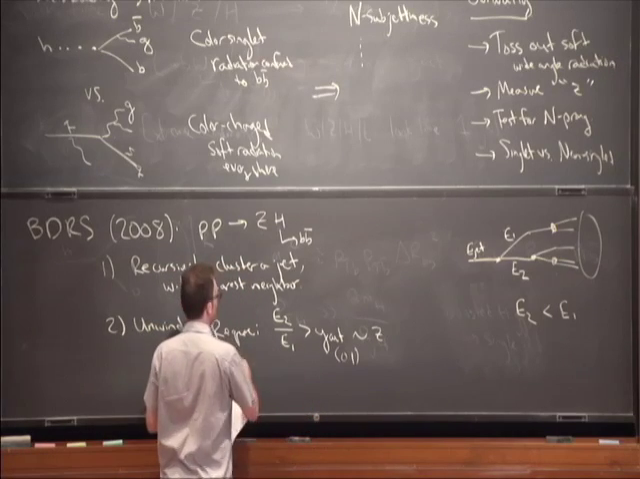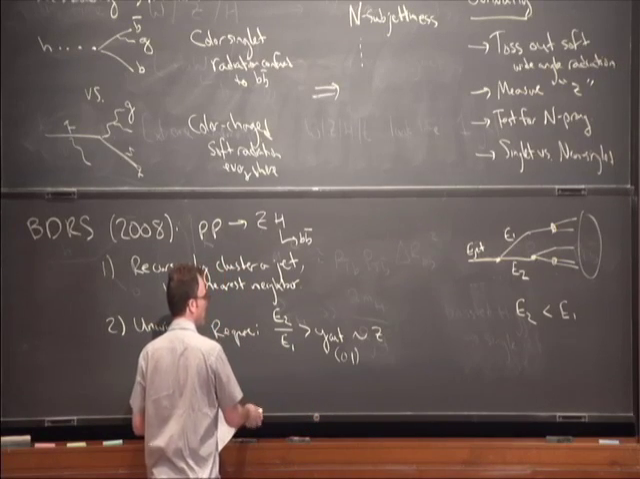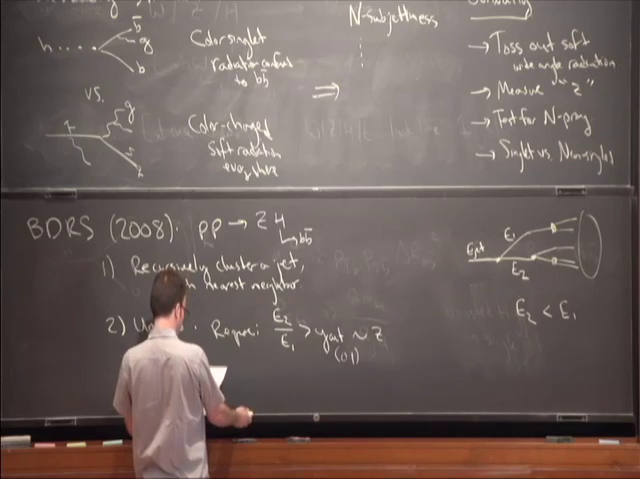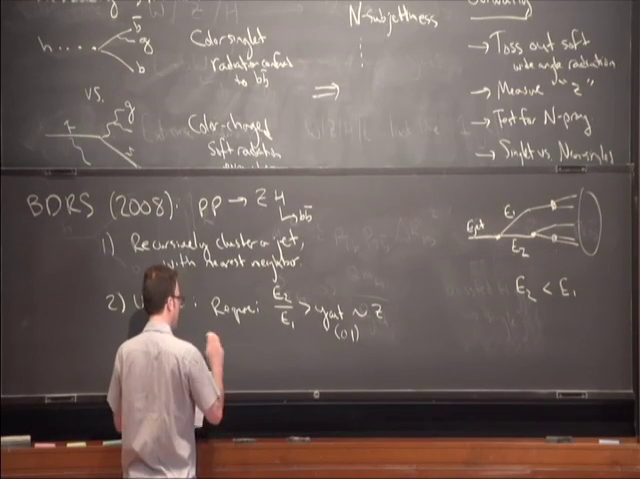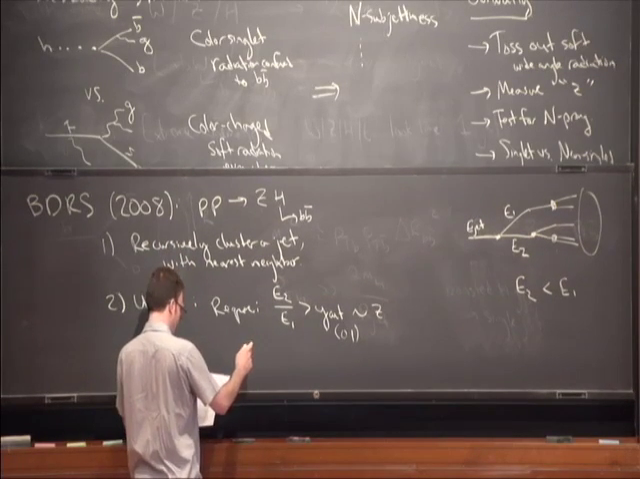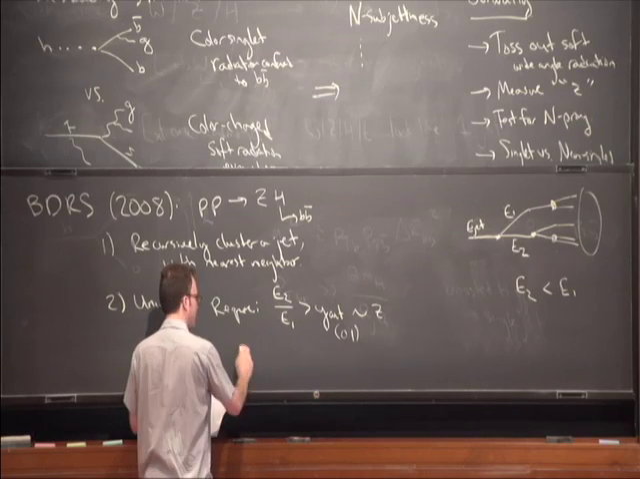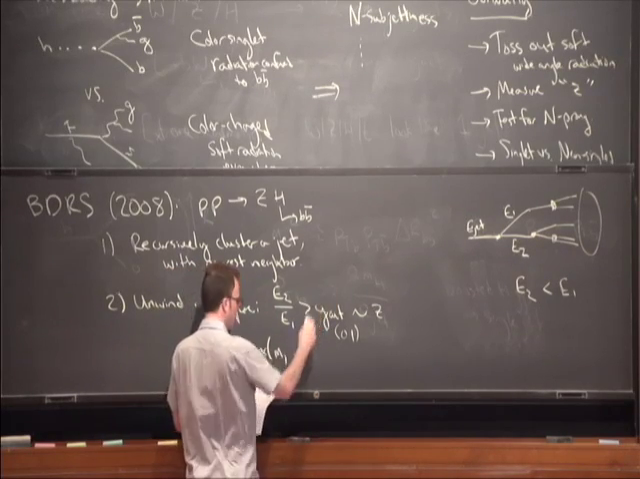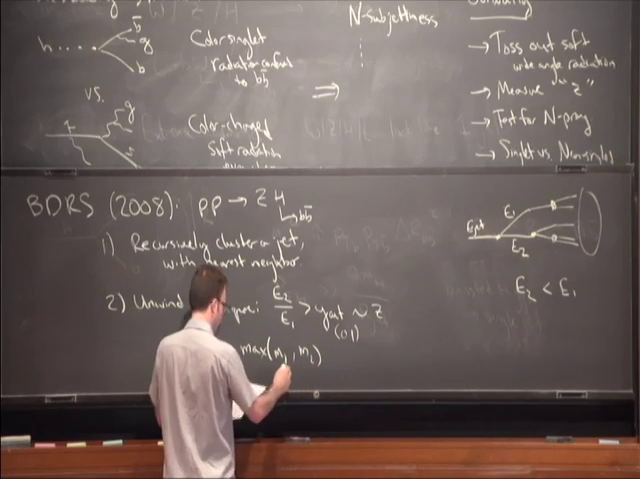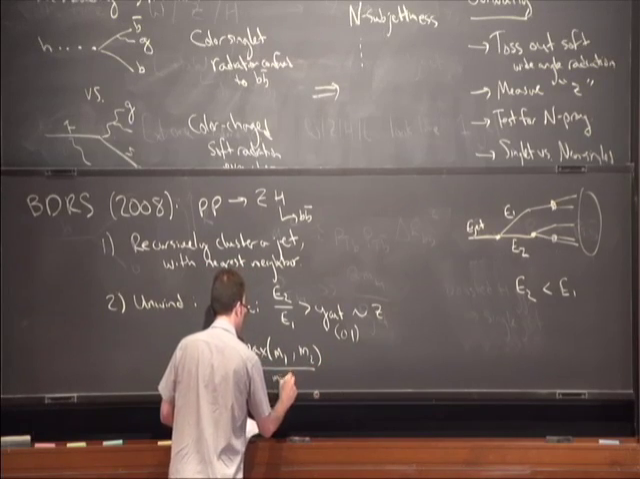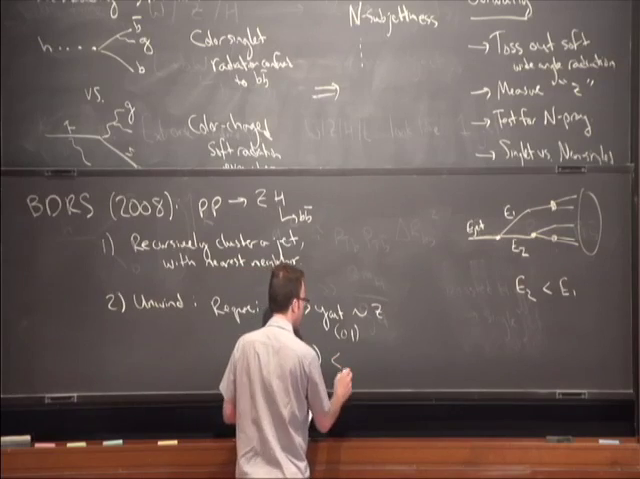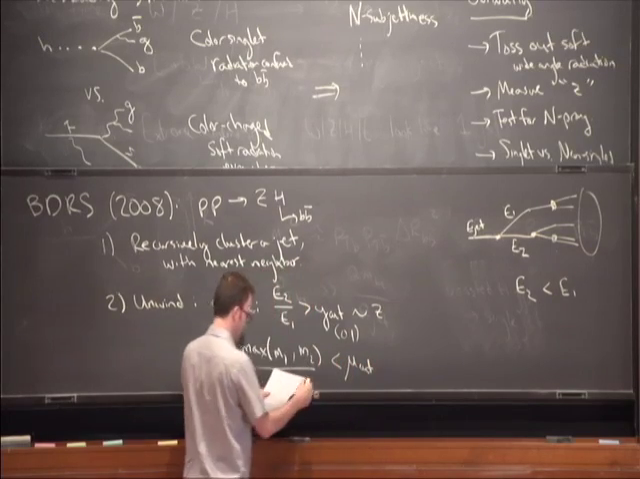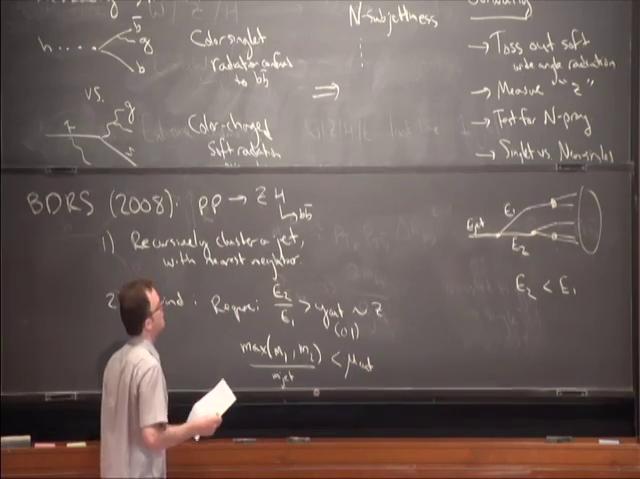And then this procedure also has another criterion, which I'll have to wait to explain. So this is one criterion, and the other criterion is that the maximum of the mass of one guy versus the other guy, over the mass of the entire jet, is less than mu_cut. I'll come back to this in a second.